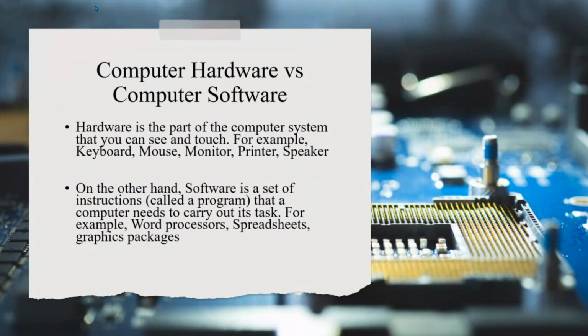So for example, the keyboard, the mouse, the monitor, the printer, the speaker, and the list goes on. So all these things we're able to see with our physical eyes and we're able to touch them as well. On the other hand now, software is a set of instructions, and we refer to these instructions as programs that a computer needs in order to carry out its tasks.